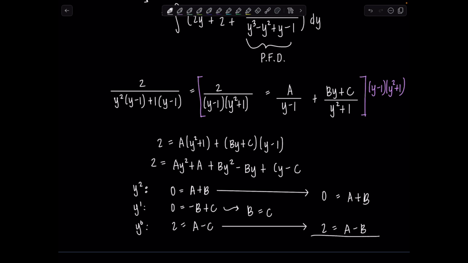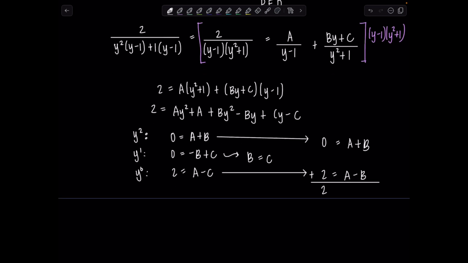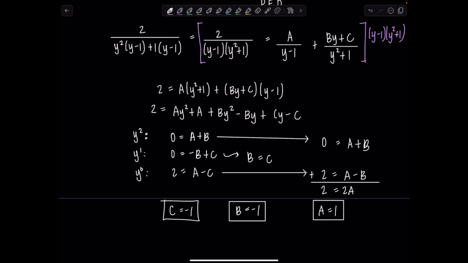If I just add these two together, b cancels out and I get 2 equals 2a. So a is 1. And then if a is 1, and I know a plus b is 0, then b is negative 1. And then remember, b equals c, so c is negative 1. Boom. That was fun. Okay, so now I can put everything all together.